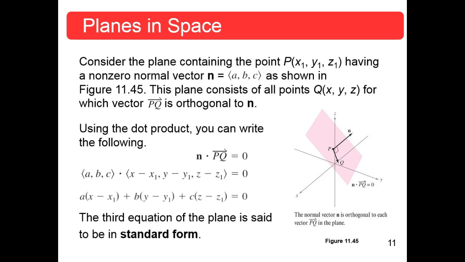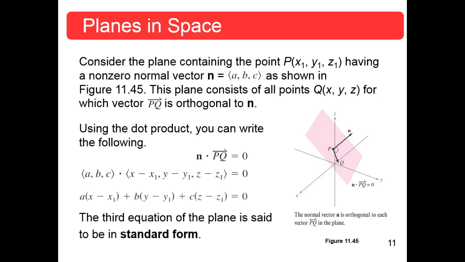always 0. So n, which is this one, dotted with PQ, which is x minus x1, y minus y1, z minus z1, that dot product is 0. And that's what they said here. ABC dotted with x minus x1, comma, y minus y1, comma, z minus z1, closed thing, that's equal to 0. Well, now what do we have? Dot product. A times x minus x1 plus b times y minus y1 plus c times z minus z1 is equal to 0.